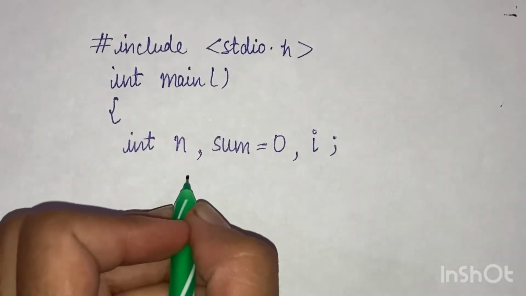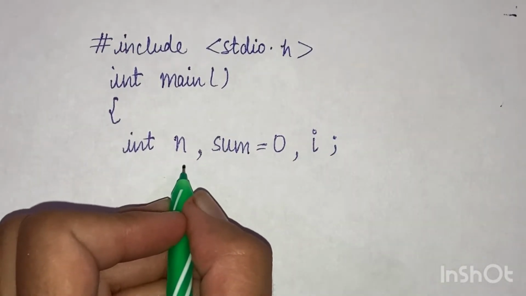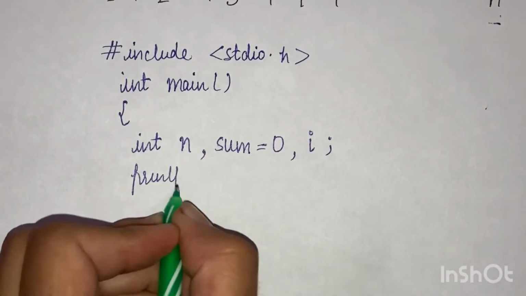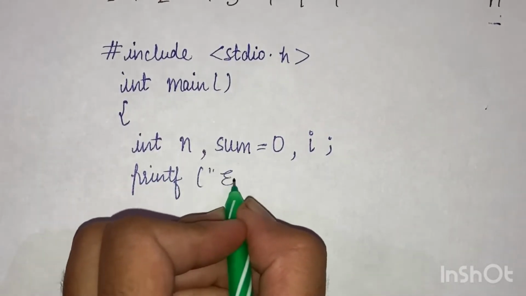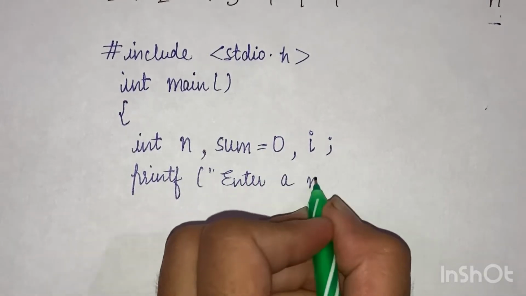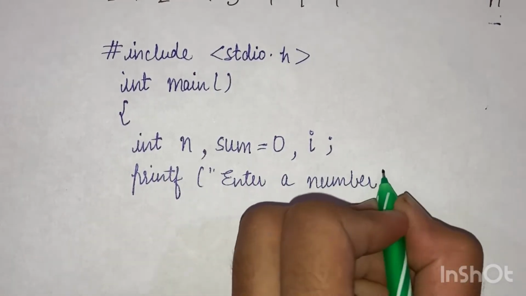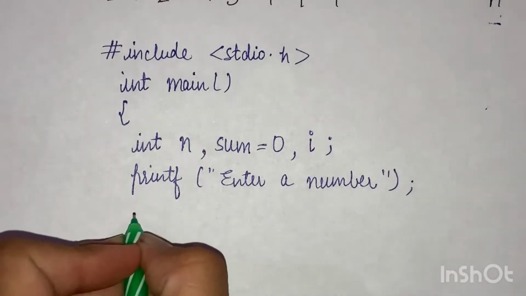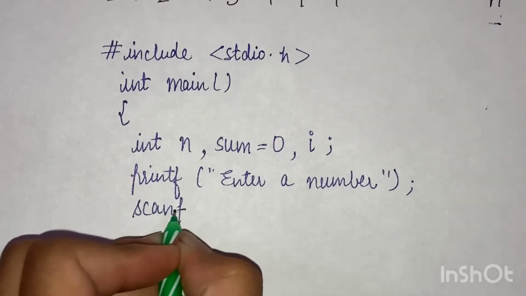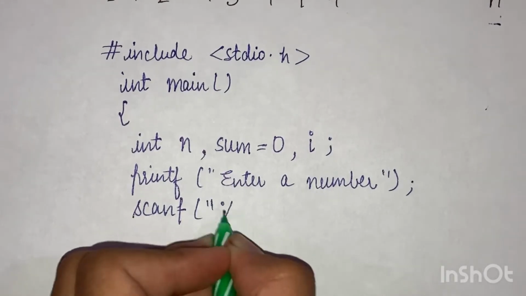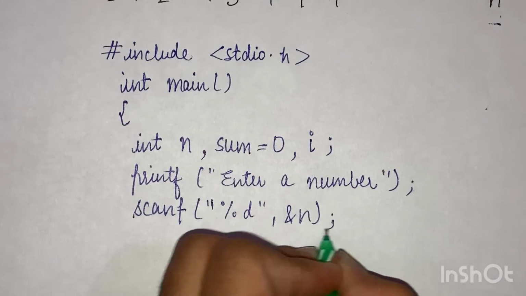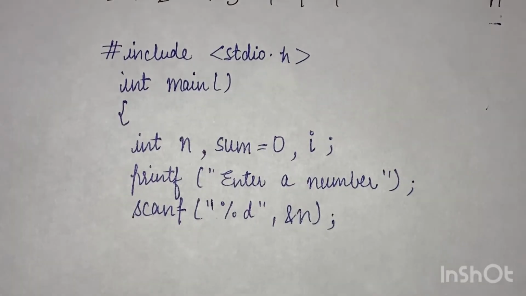Now as I told you, we have to take n from the user. So what we do, we write printf, enter a number. Okay, we give this command and then we scan the value the user has entered like this. So that value will be stored in the variable n.